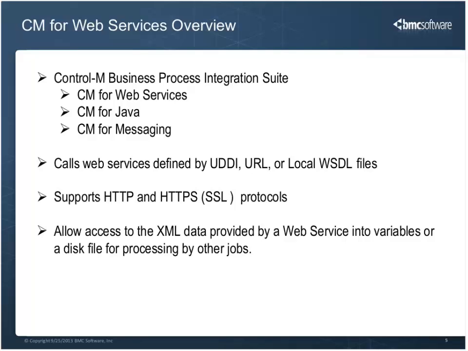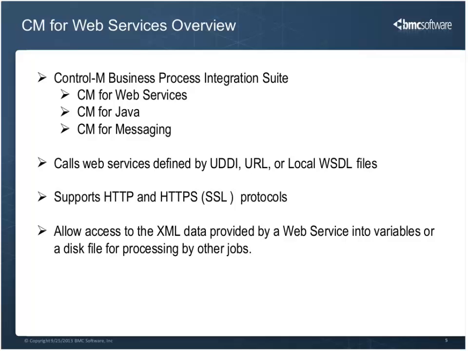And although it's easy to configure and use and get the information back from web services, the CM for web services is a middleman providing the XML formatted output to the next job for Control-M processing. The data received is going to be somewhat raw, and some programming will be required to utilize the data.